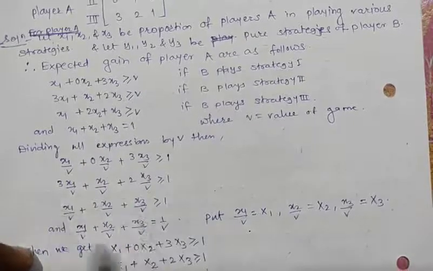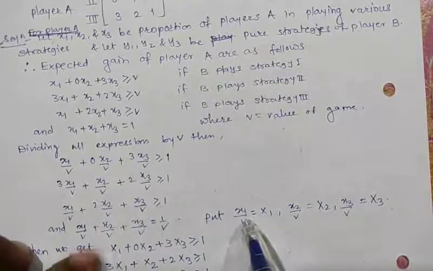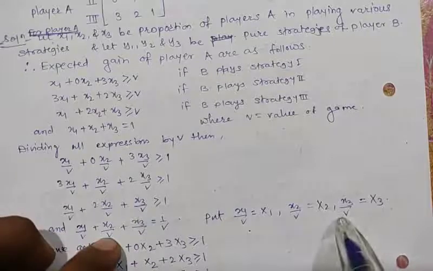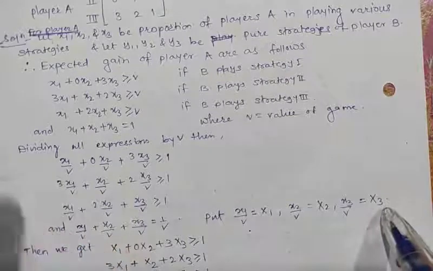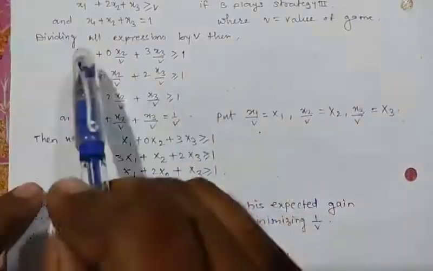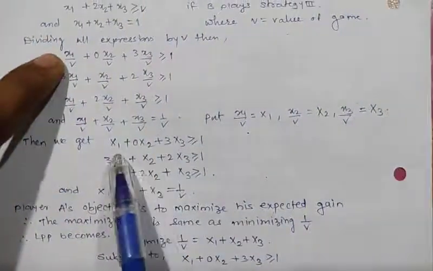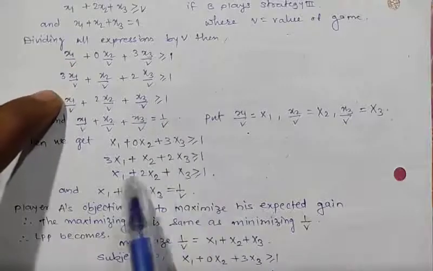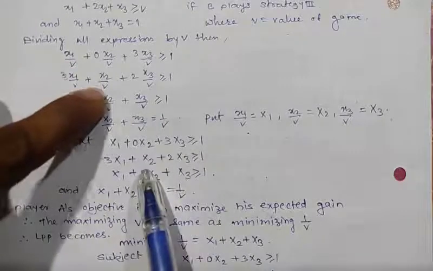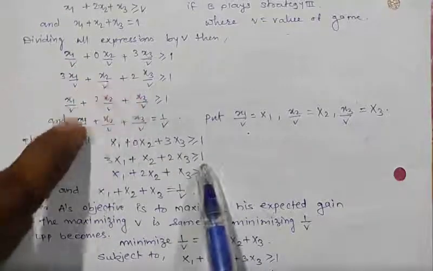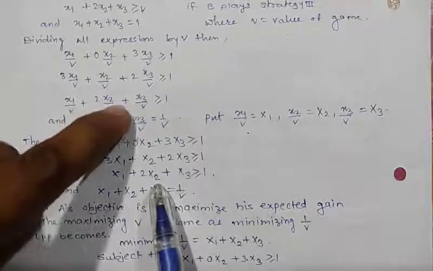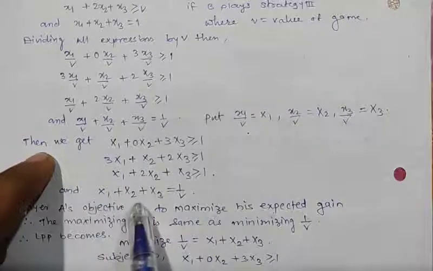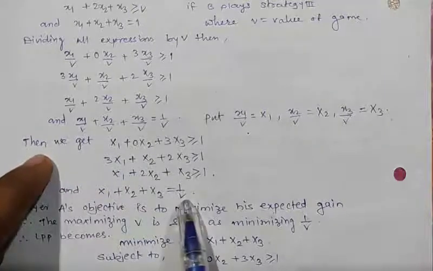Now this is the objective function. So we substitute x1 by V as capital X1, x2 by V as X2 and x3 by V as X3. Then this equation becomes X1 plus 0X2 plus 3X3 greater than or equal to 1. Next, 3X1 plus X2 plus twice X3 greater than or equal to 1. And last, X1 plus twice X2 plus X3 greater than or equal to 1. And the objective function will be X1 plus X2 plus X3 equal to 1 upon V.